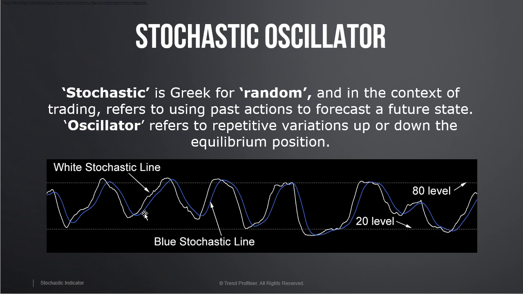And what's really relevant is, like with the moving averages, the white stochastic line needs to be above for a buy and below for a sell. So you'll see these crossover points, just like with the moving averages that I went over in a previous lesson.